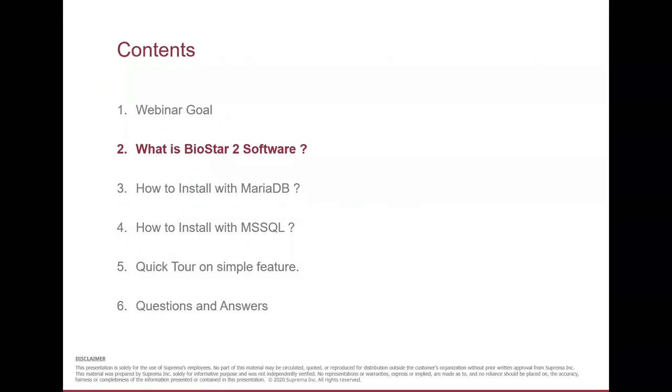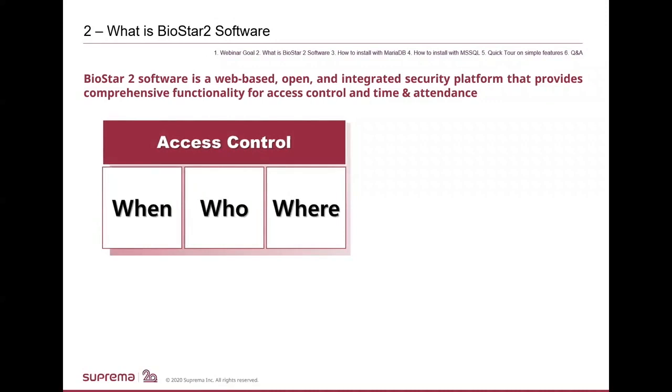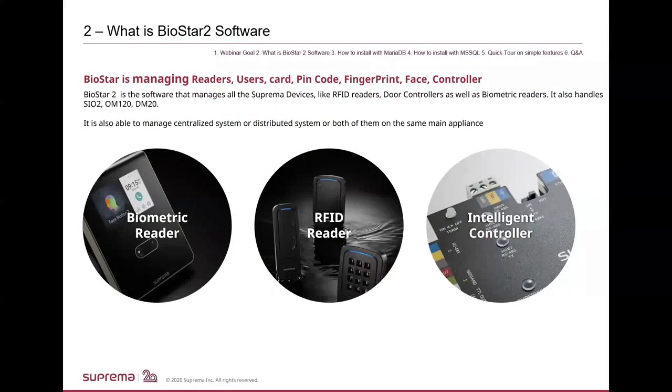So now we are going to speak about BioStar 2 software. As you know, BioStar 2 software is web-based software. It means that we will be able to get you functionality about access control, but also about time attendance. And this software is able to manage every product from Suprema, from biometric readers to RFID, access control, door controllers, and our small products, which are SIO2, OM120, and DM20.